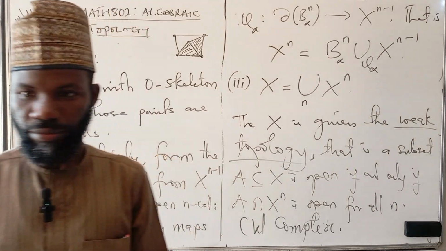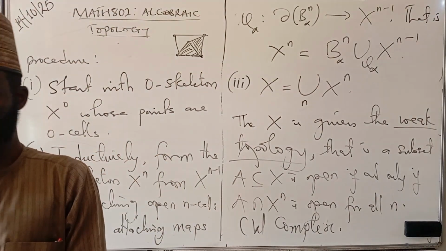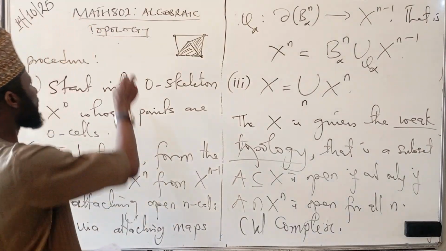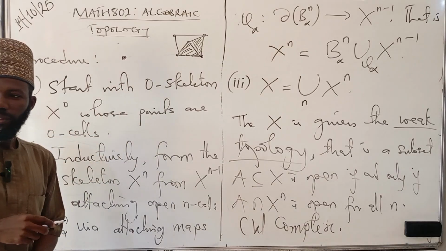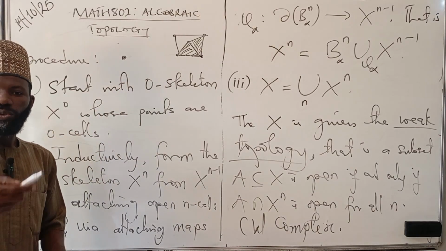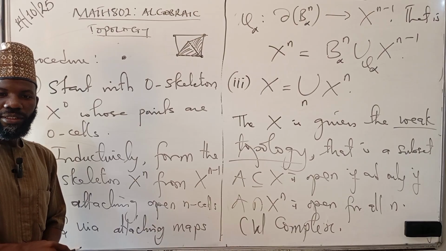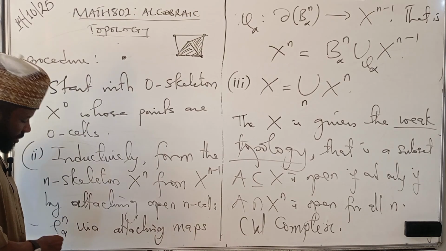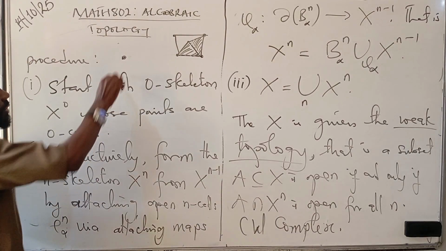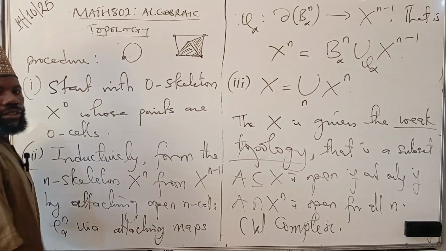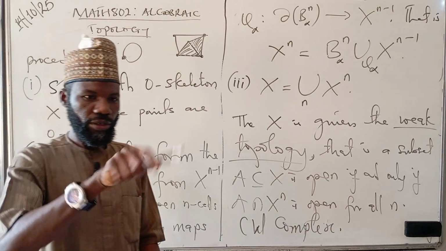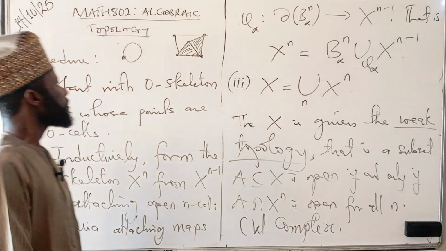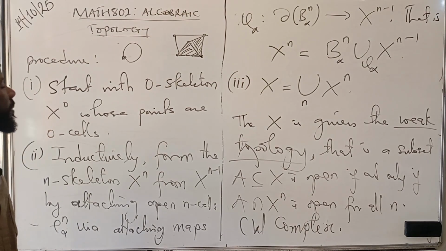I have already given you some examples of a cell complex. How do you form a cycle? A cycle is just you start with a point, that is your 0 skeleton, and then you put an open 1 cell. You attach a curve, a loop. So you have a cycle. I hope it's okay. So you can construct a cycle like this.